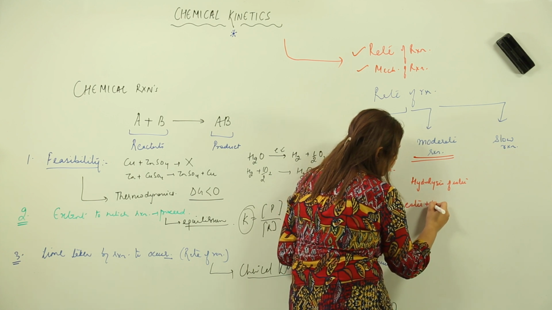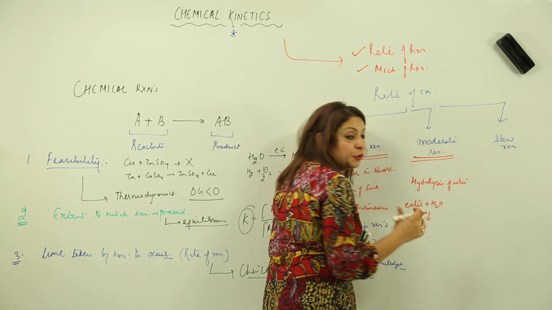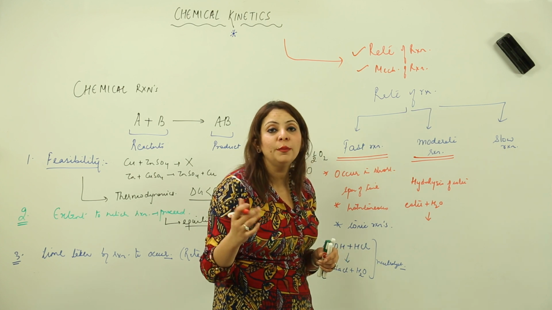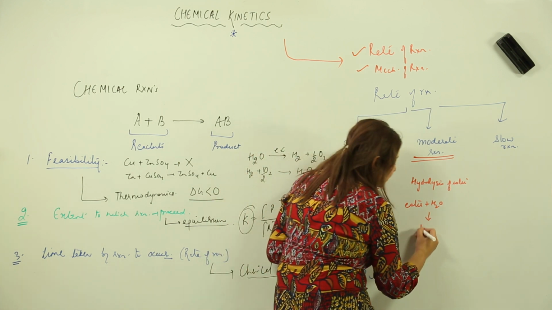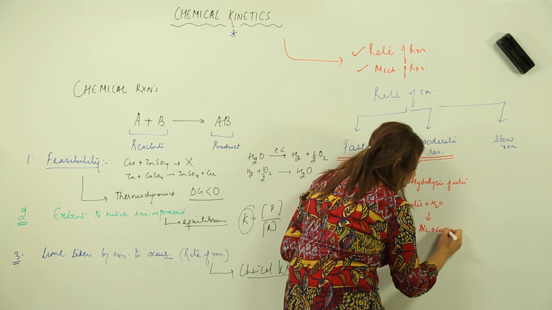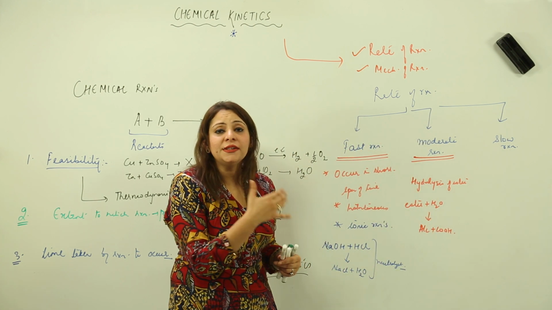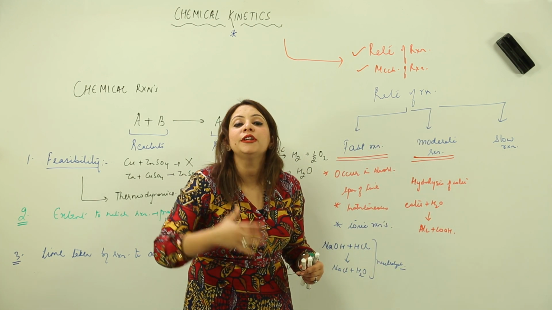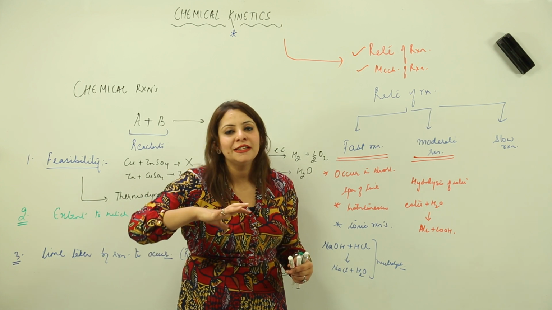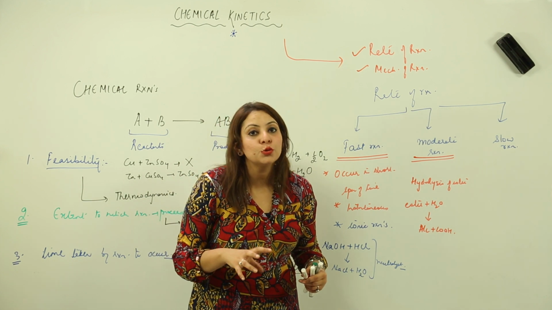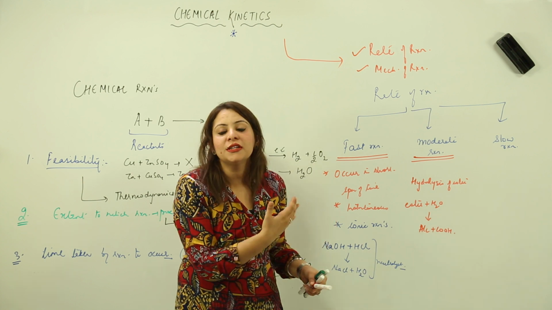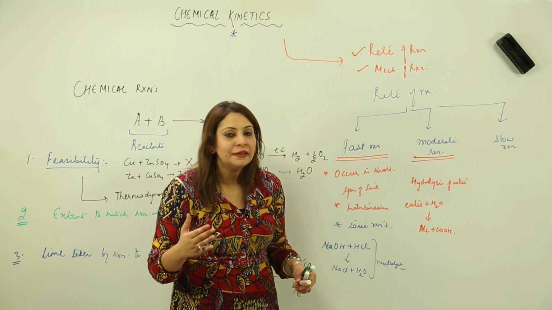That means we add water to ester and it leads to the breakage of ester into its components from which it is formed, that is the alcohol and carboxylic acid. The rate of this reaction is moderate. That means it is neither fast nor too slow. So this is a moderate kind of reaction depending upon the rate.